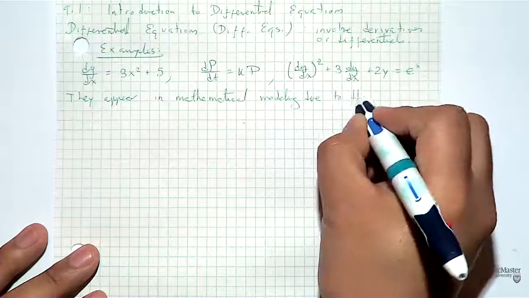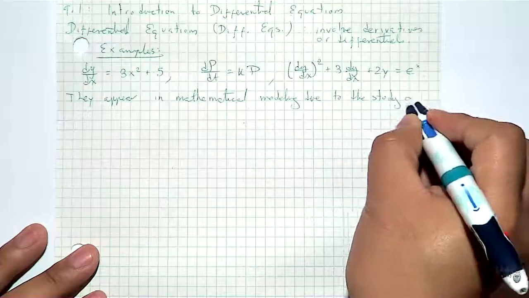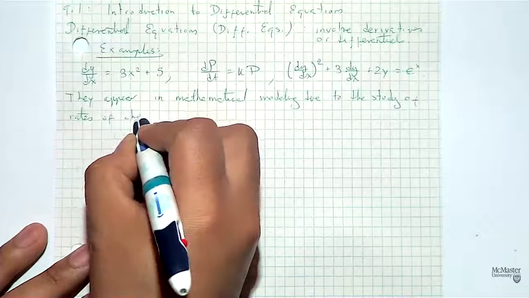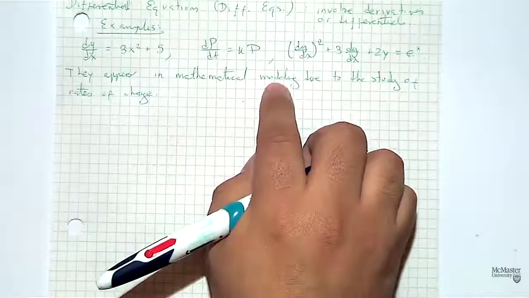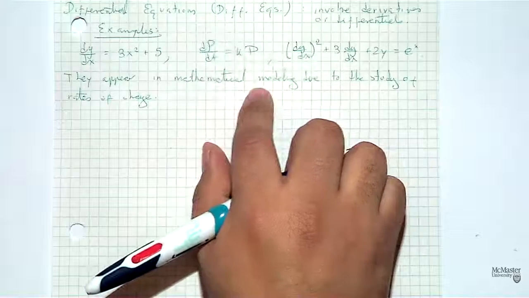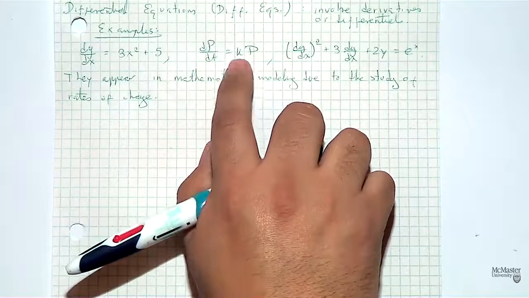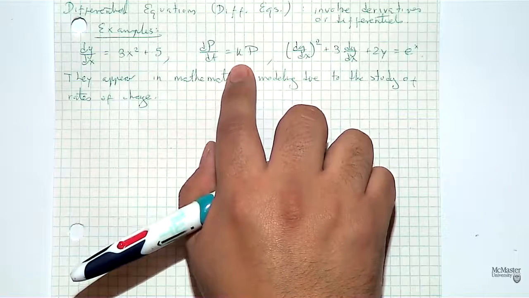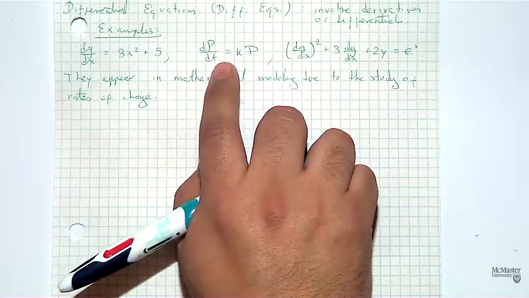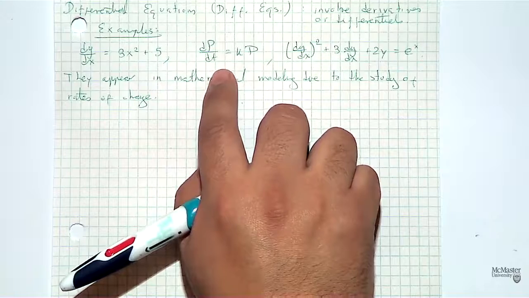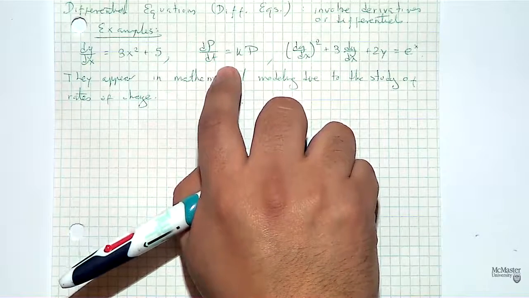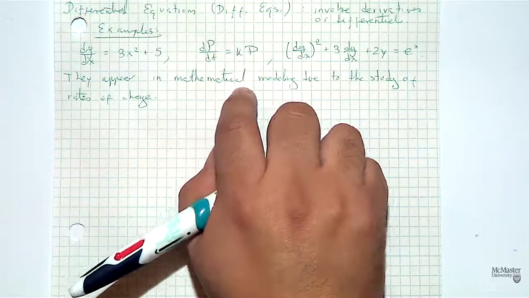So in any case, DFQs in general appear in mathematical modeling due to the study of rates of change. This is trying to present you the DFQ topic from a modeling part. If you think of it as a population biologist, you have seen this equation before. And why do you care about it? Because you want to study how the population evolves over time, which means that you have to consider the rate of change of the population with respect to time. And this is the Malthus model. So these models are pretty common.